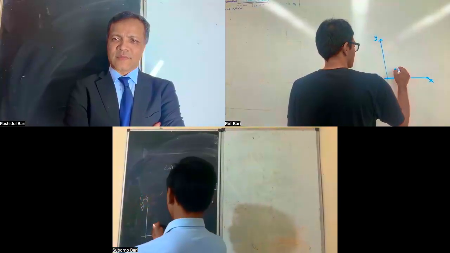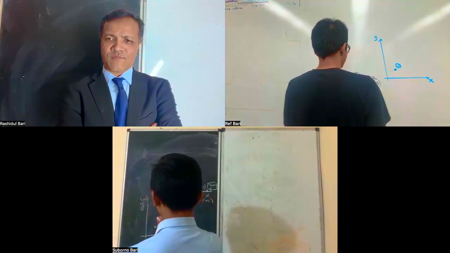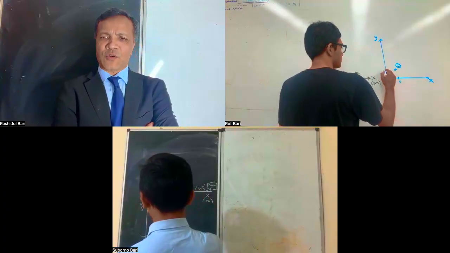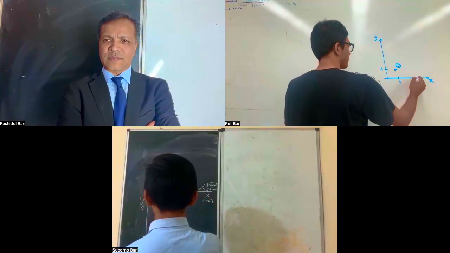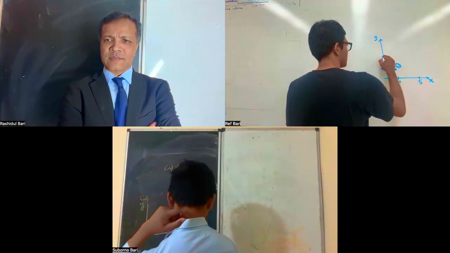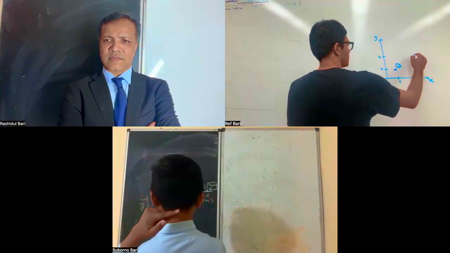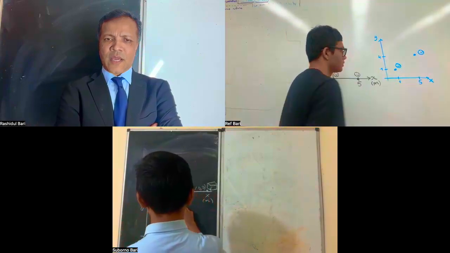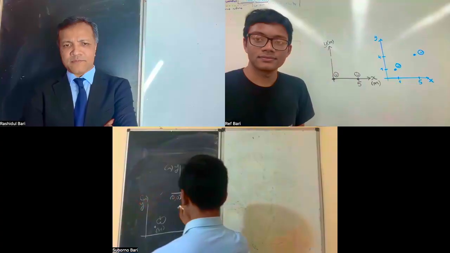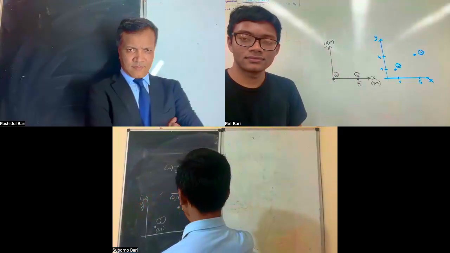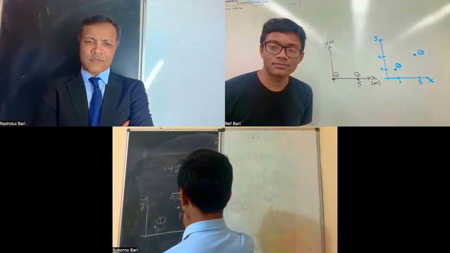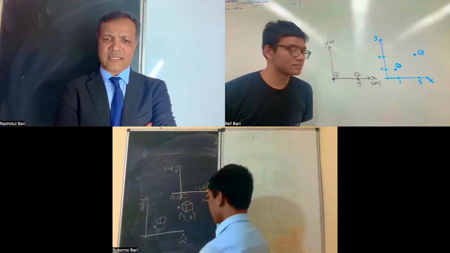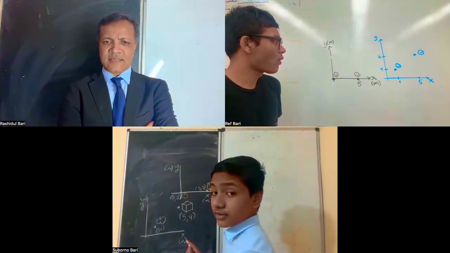Cat 1 or cat 2? Cat 1. And cat 2 at 5, 4. Okay. Isaac, you are blocking. Yeah, I'm trying. Sorry. So what is the distance between the two cats? It's 5. It's 5.